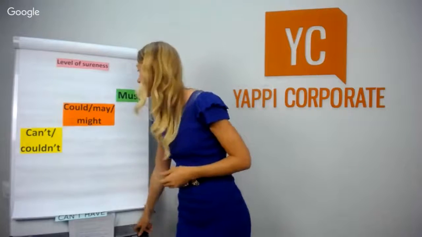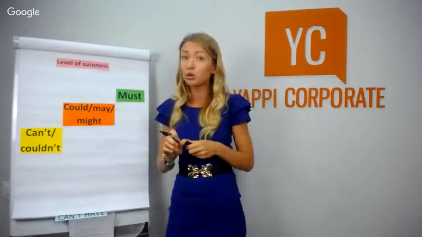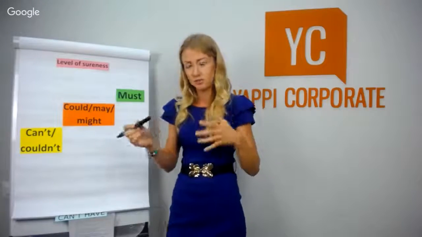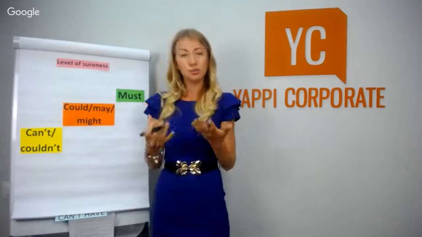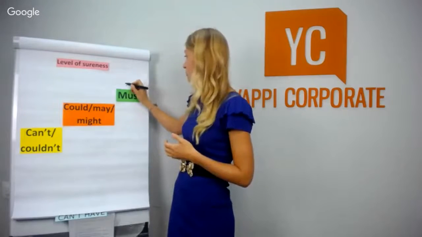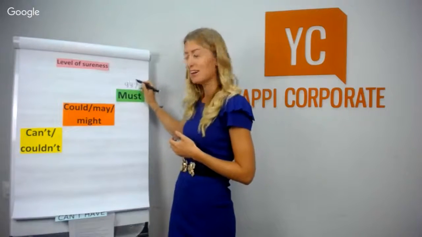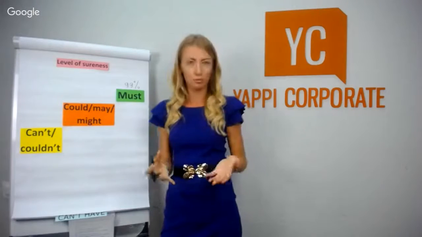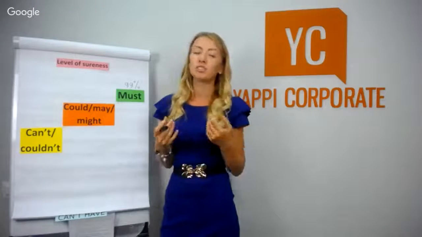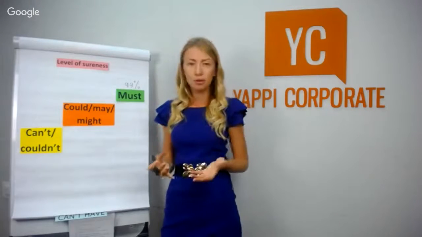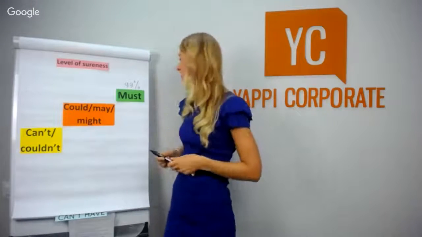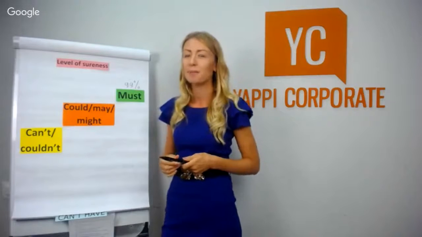So let's say like that. If you are almost sure, like 99%, that something happened, you should use the modal verb must. So it's like about 99% sureness. So he must have been happy. You're almost sure because you know how much he did for that, how happy he was and how hardworking he is, right? So he must have been happy.